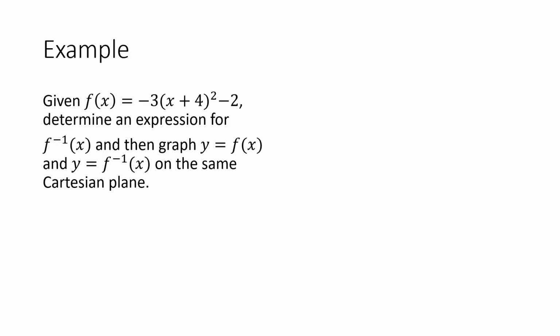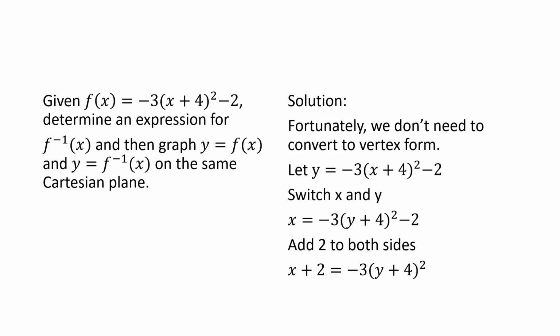All right, here's another question. Given f of x equals this expression here, determine an expression for f inverse of x and graph y equals f of x and f inverse of x on the same Cartesian plane. So we don't have to convert to vertex form. That's kind of nice. We let y equal the quadratic expression. We switch x with y, and then we go about solving for y. Some students do this all in one step, and that's fine if it's accurate.